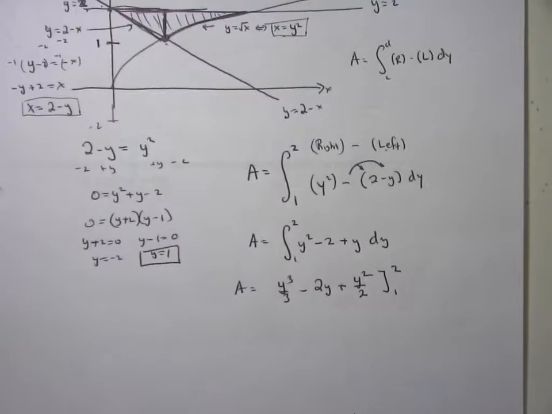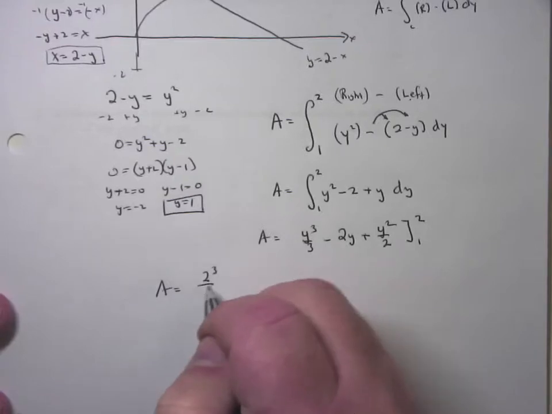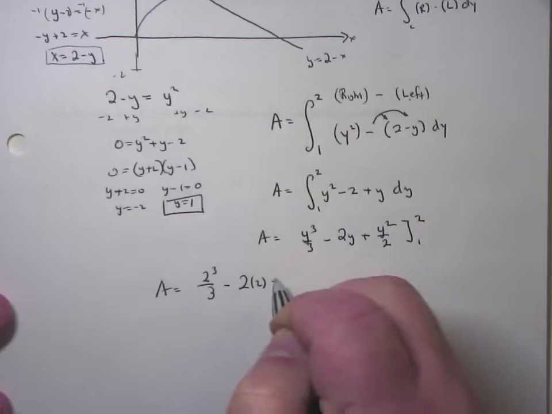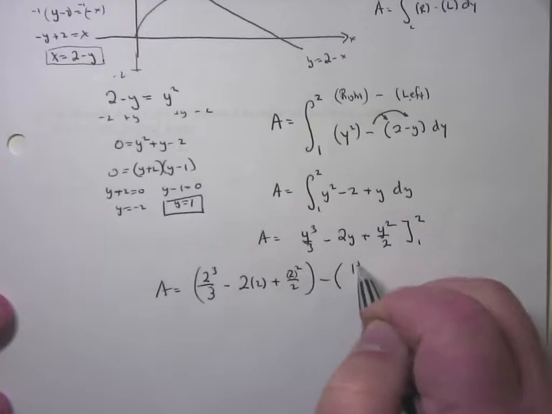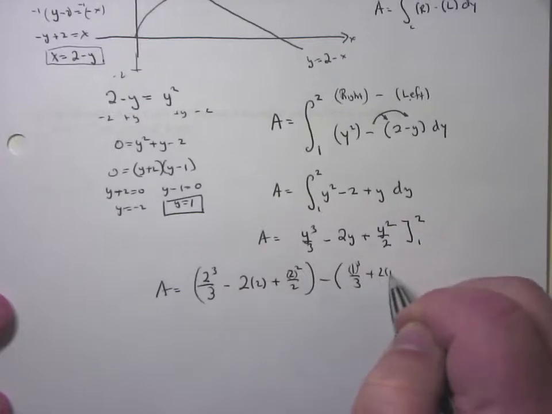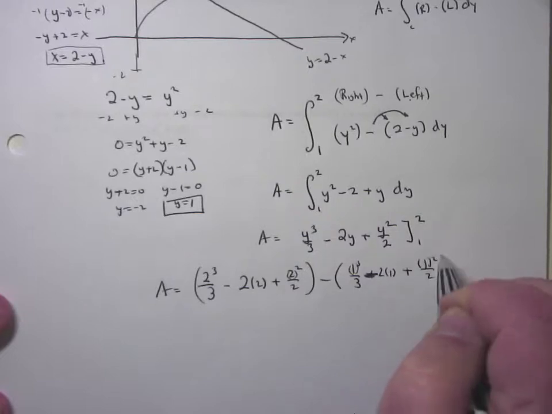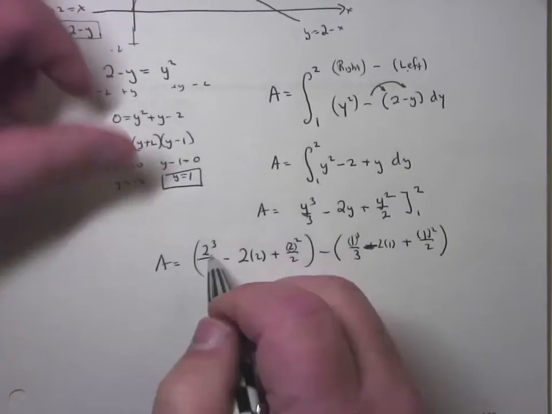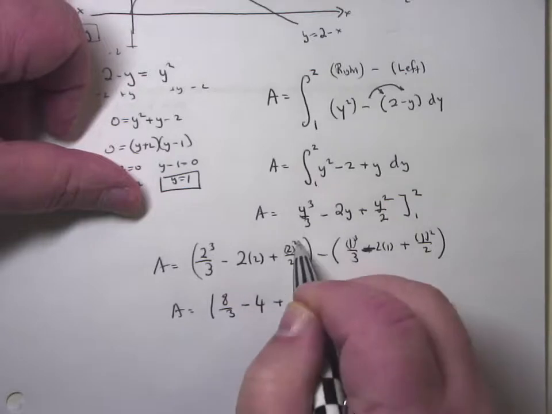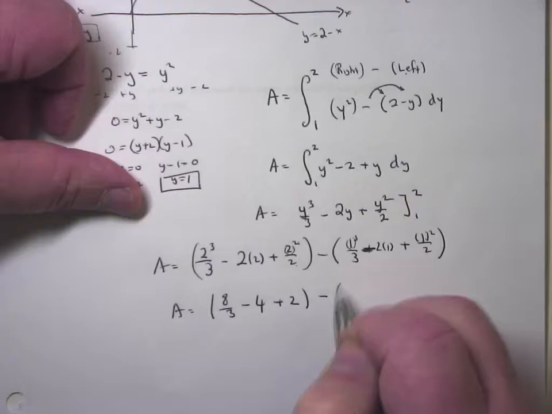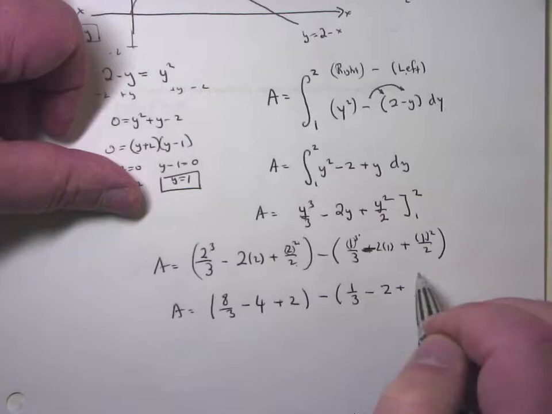And then I do the fundamental theorem of calculus stuff here. So my area is equal to plug in top. That'll be 2 cubed over 3 minus 2 times 2 plus 2 squared over 2. Plug in top minus plug in bottom. 1 cubed over 3 plus 2 times 1, I'm sorry, minus 2 times 1 plus 1 squared over 2. So 2 cubed is 8 thirds minus 4 plus 2 squared is 4 divided by 2 is 2 minus 1 cubed is 1 third minus 2 times 1 is 2 plus 1 squared is 1 half.